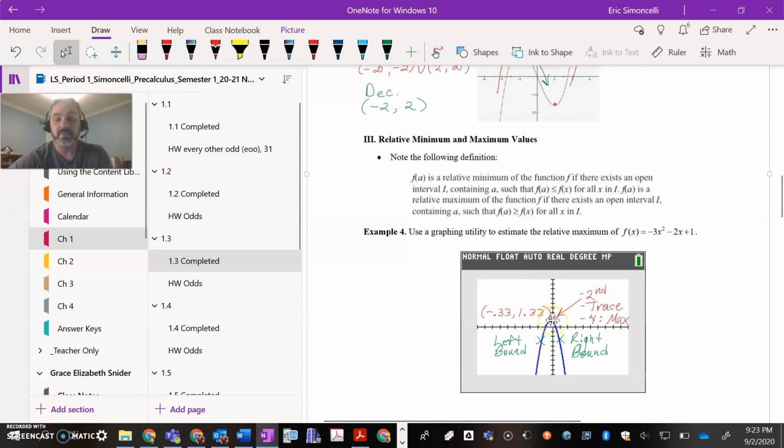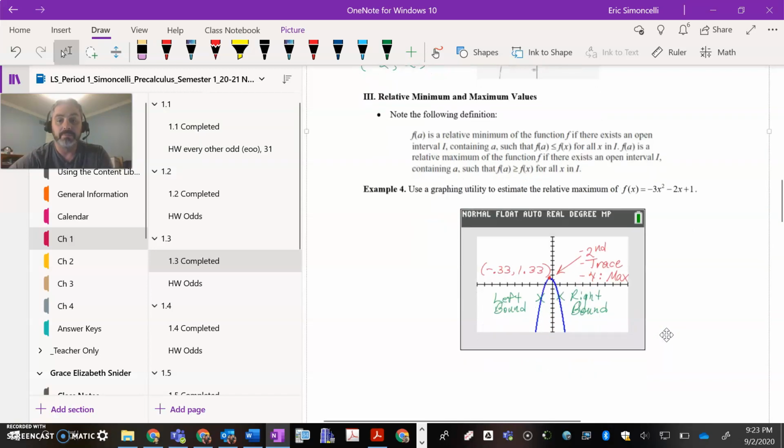The relative max, and again, this definition really speaks to both min and max, speaks to how the graph increases, hits a point at which it doesn't technically go up at all anymore, and then it goes down. So increasing and then decreasing. Very easy concept to understand.